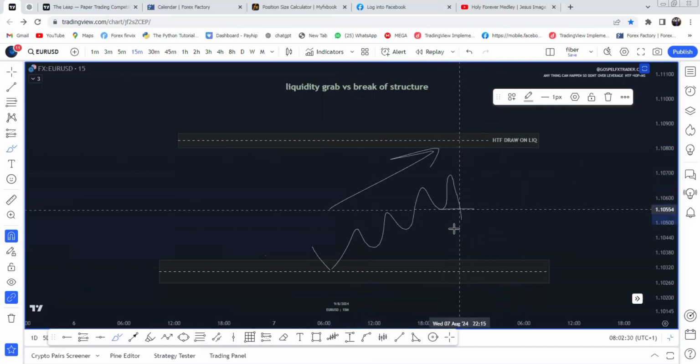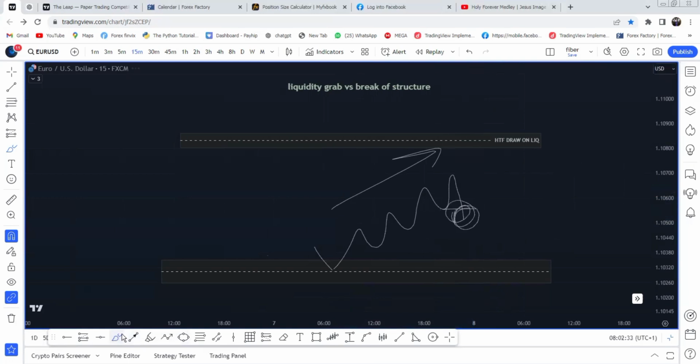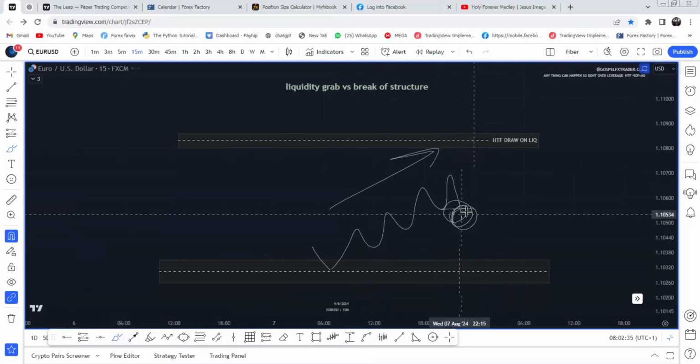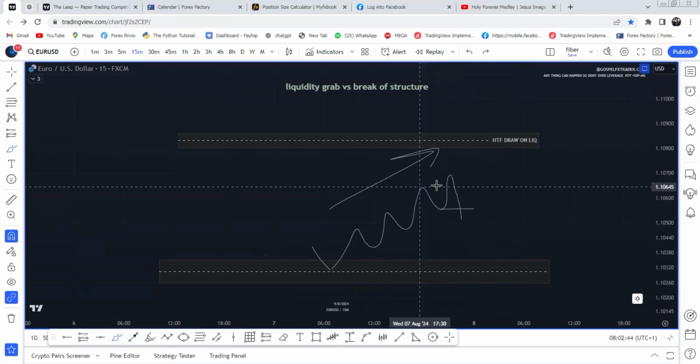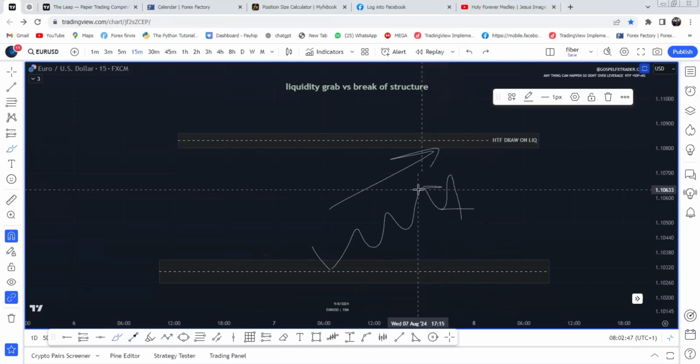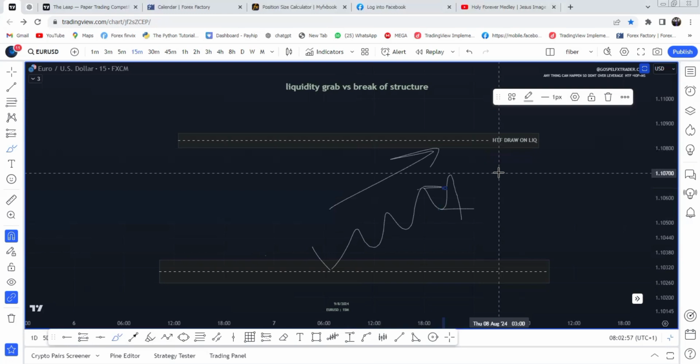Is a turtle soup. Okay, it's a turtle soup. This is a liquidity grab. It is not a break of market structure. But now, any break above a swing high in line with the institutional order flow, in line with the direction of the higher time frame, that is a valid break of market structure.